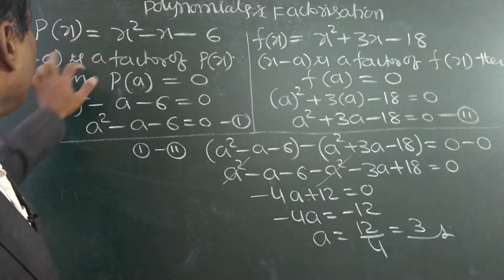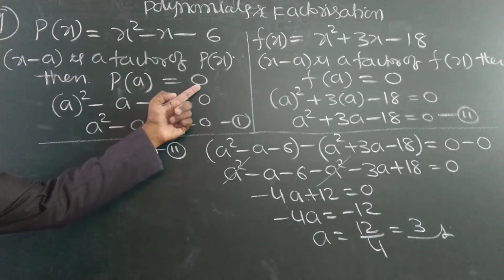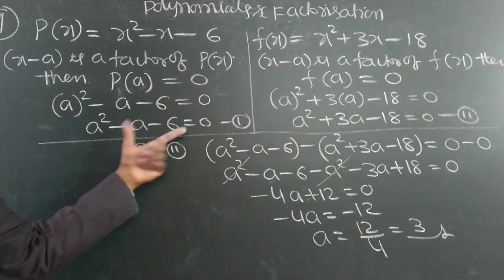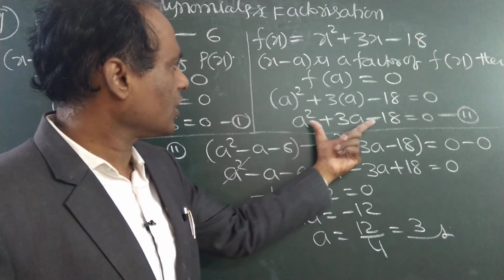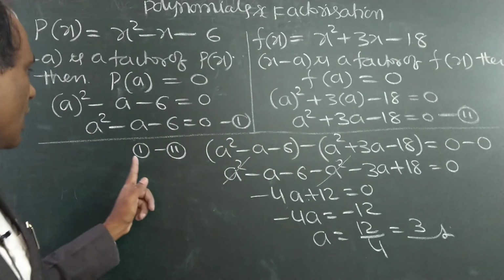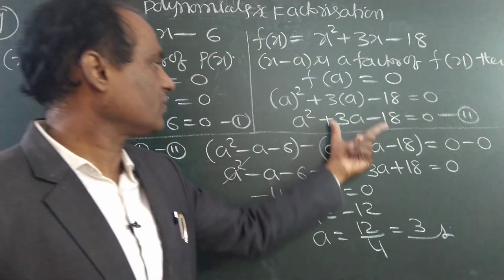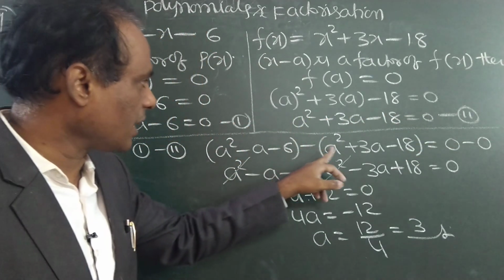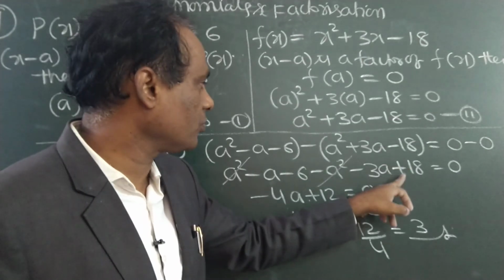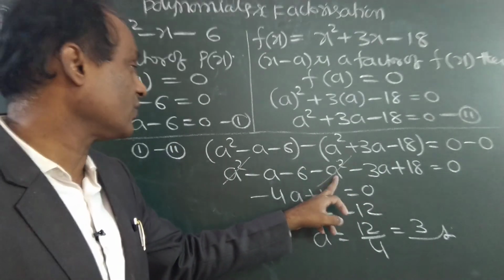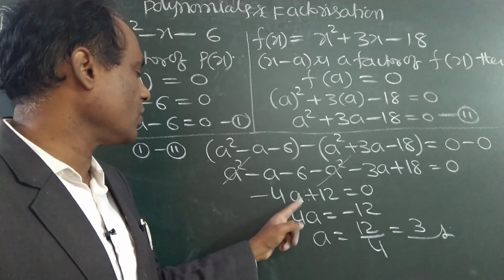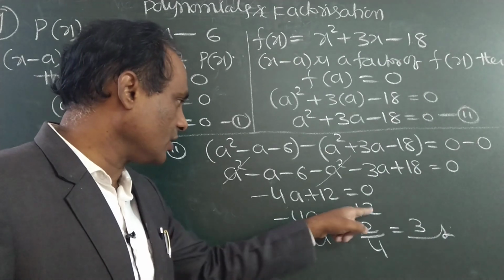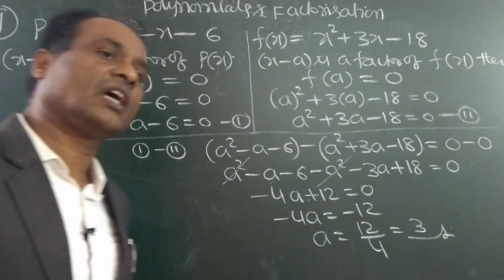See here. X minus a is a factor means p of a is equal to 0. Substitute x is equal to a. A square minus a minus 6 is equal to 0. Leave it. One equation. Same way we got another equation. This minus this, equation minus equation. Right side it is 0 only. So open the brackets. Minus a square minus 3a, minus into minus plus 18. Plus a square minus a square cancel. Minus a minus 3a is minus 4a. 18 minus 6 is 12, 12 that side minus 12, minus minus cancel, 12 by 4 is 3, right?